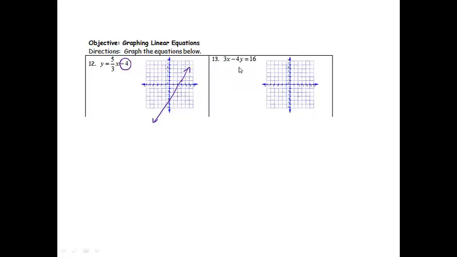Right, next one, 3x minus 4y equals 16. Again, in order to graph this one, we need to make it say y equals. So let's subtract 3x from both sides. So I'm going to get -4y equals 16 minus 3x.